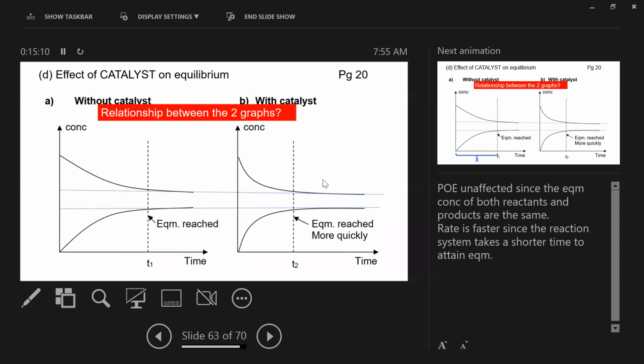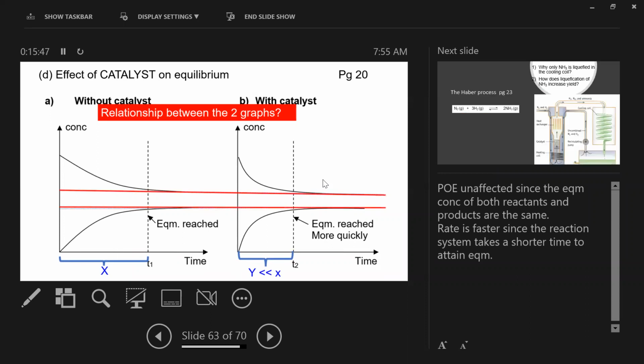So you can see that catalyst has no effect on the POE. It doesn't change the position of equilibrium. It has no effect on the percentage yield. Now what is being affected? Donnie, can you tell us what is being affected in this graph? You can see that T1 is definitely larger than T2. So that is the effect. If you have an initial starting reactant and you add in a catalyst, it should take a shorter time to attain equilibrium compared to the same reaction without catalyst. So that's the relationship.